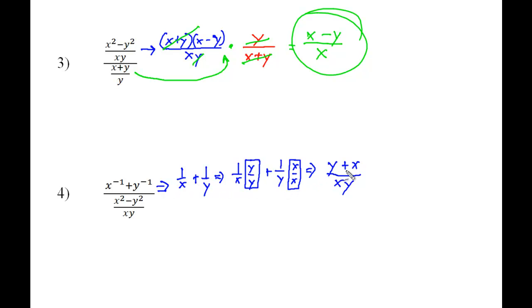There's our common denominator. That is the entire numerator changed from 1 over x plus 1 over y into a common denominator of xy. Now we can flip these around if we want to, and you're going to find out that that's probably going to be necessary. Let's go tackle the denominator.